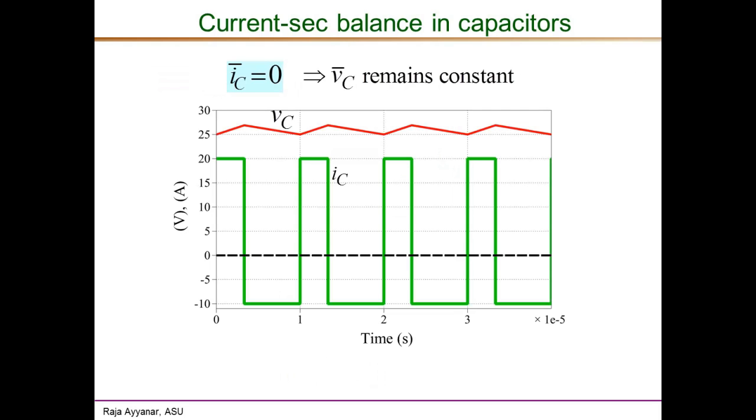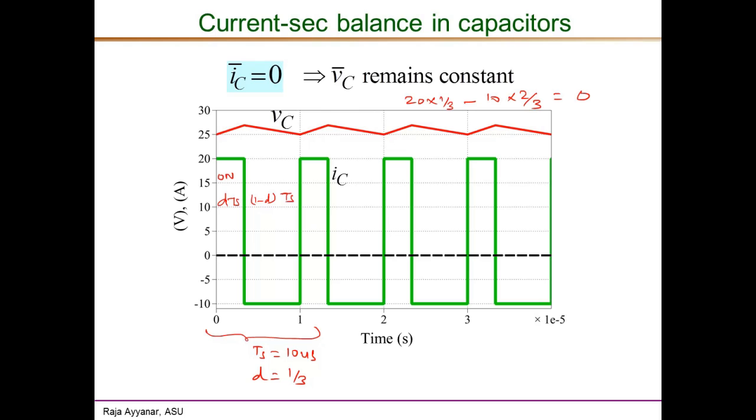If the current-second balance is satisfied, meaning IC bar is 0, then that's the example shown here. So I have a switching waveform as the current applied to a capacitor. During the on interval, again this is a very similar example to the volt-second balance case, Ts of 10 microseconds, and D is 1 over 3, and this is the dTs duration. This is the (1 minus D) times Ts duration. Here the current-second balance equation was 20 times 1 over 3, the D, minus 10 times (1 minus D), 2 over 3, that is equal to 0.